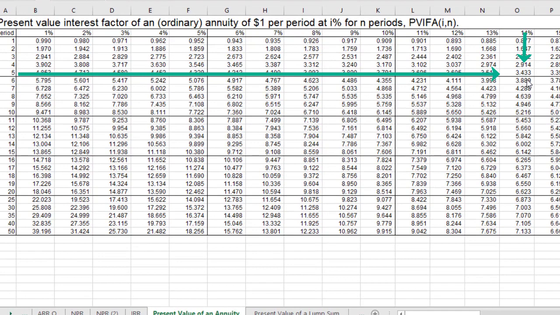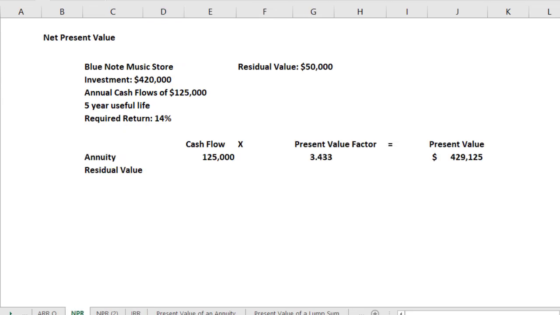So that would be 3.433. That's the factor we want to use in the formula. So that means the annuity is worth $429,125 today. That's the present value of receiving 5 cash flows of $125,000 discounted for time value money.